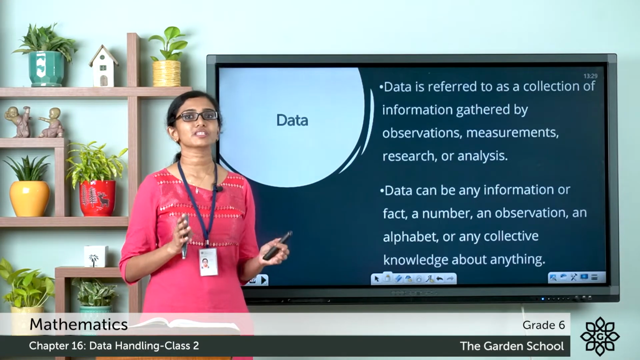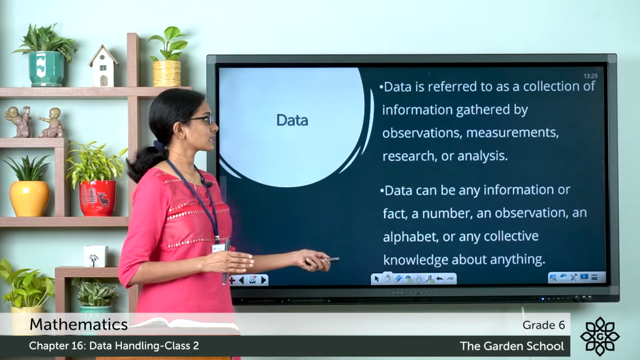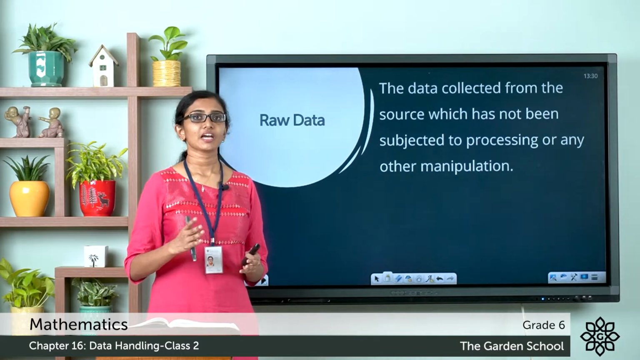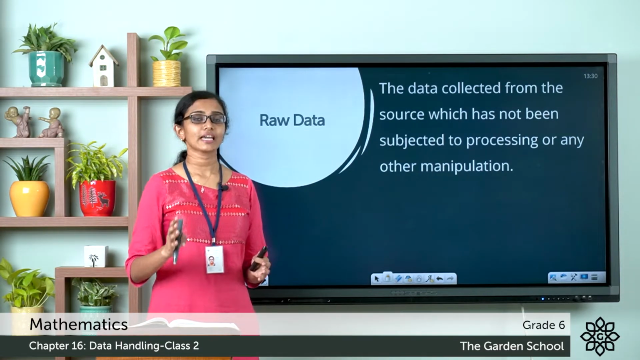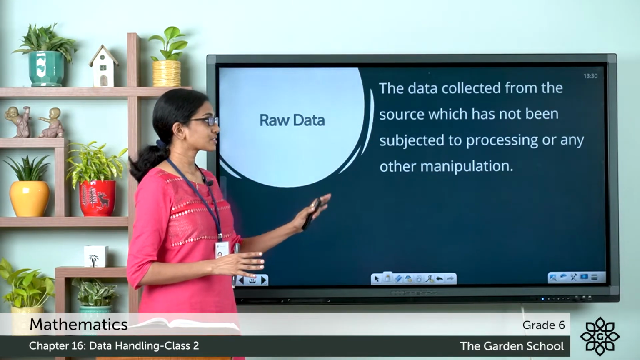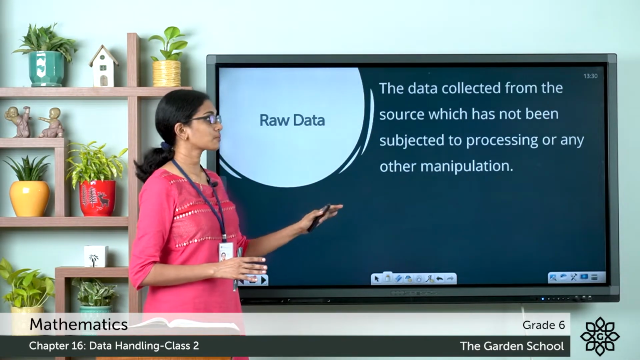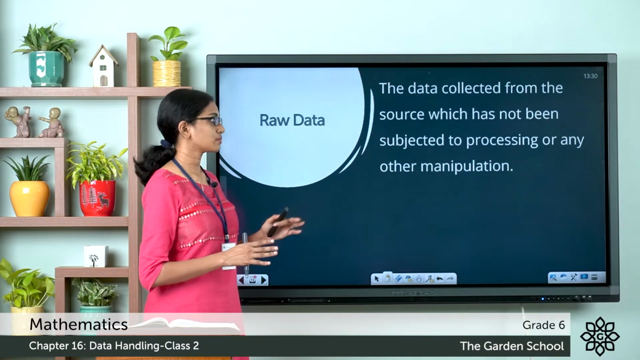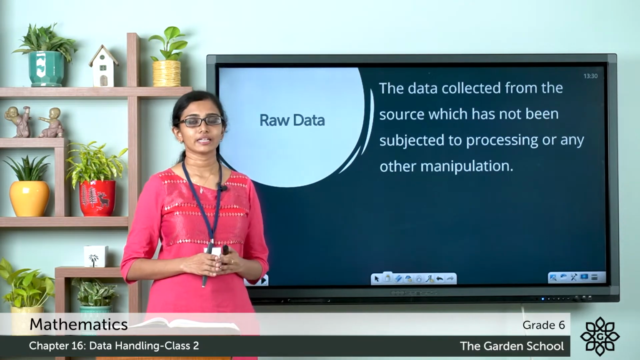Now let's see what is raw data. When you collect some information about something and you haven't done any processing to it yet, you call that data raw data. So the data collected from the source which has not been subjected to processing or any manipulation is called raw data.